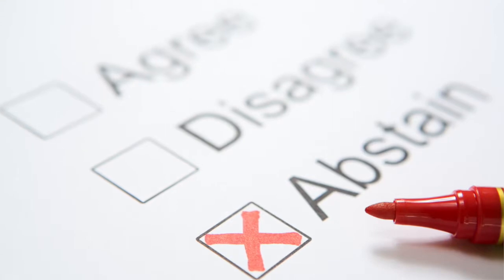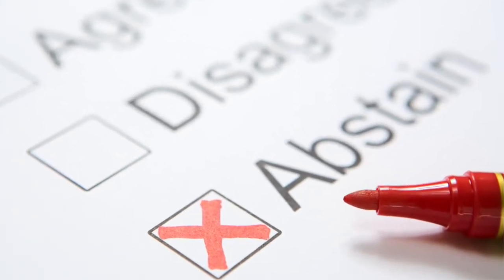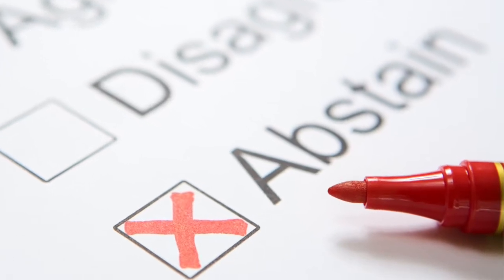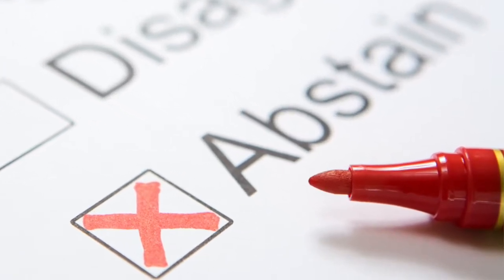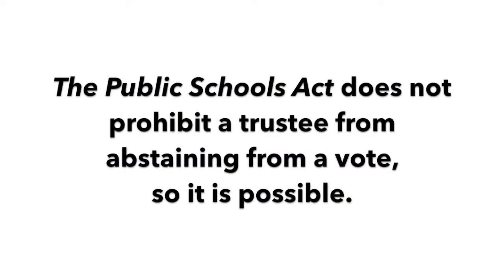Can I abstain from a vote? There are circumstances where a trustee must abstain from a vote, such as those instances where they would otherwise be in contravention of conflict of interest or code of conduct rules, but that's not what we're talking about here. The Public Schools Act does not prohibit a trustee from abstaining from a vote, so it is possible.